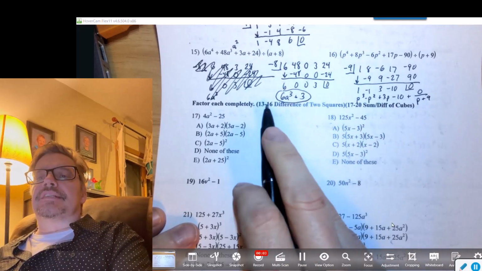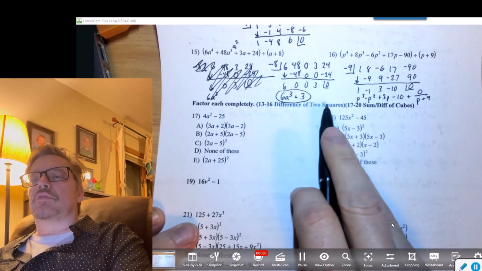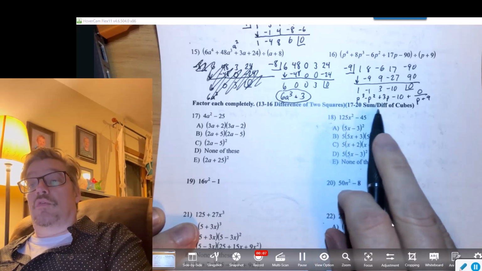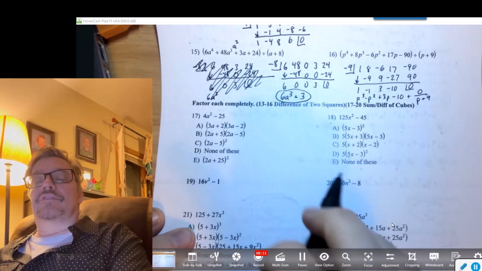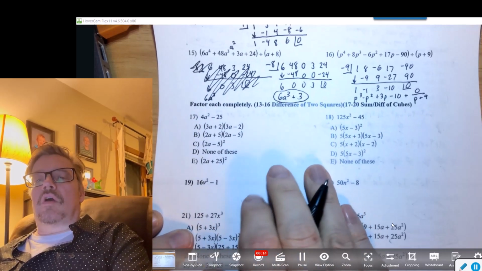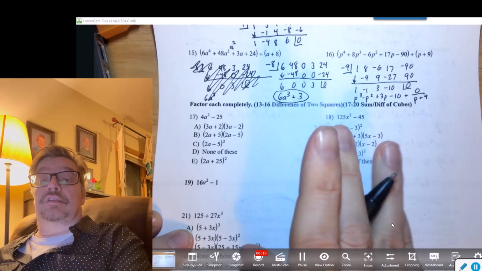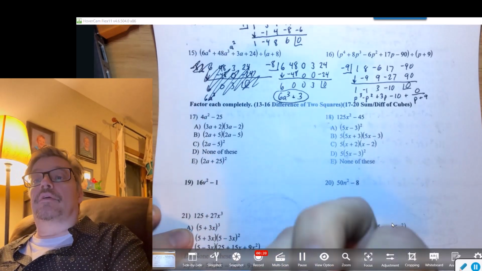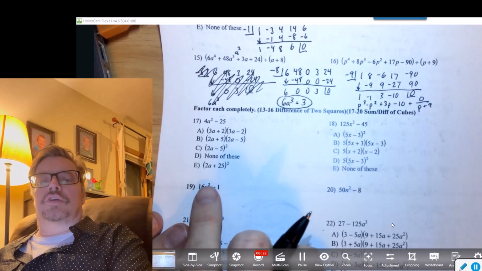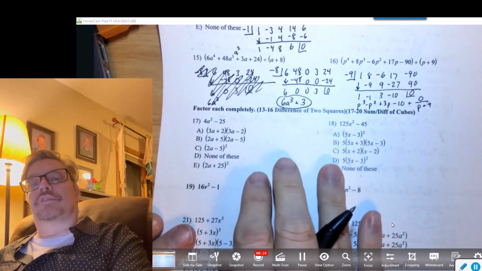All right, you can see 13 through 16 is the difference of two squares, and 17 through 20 is a sum or difference of cubes. Okay, so 13 through 16 is the difference of two squares. So there's virtually no work to do with these. You just have to figure out what are the two pieces that are being squared. Normally these are just going to be squared. Sometimes they're to the fourth power.